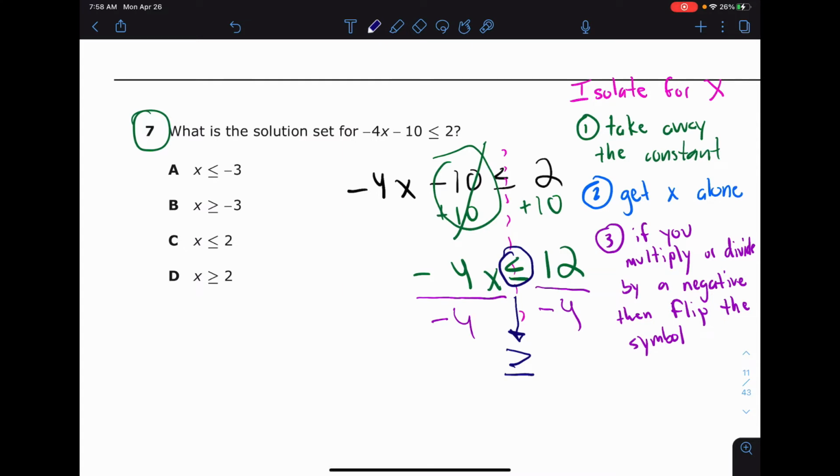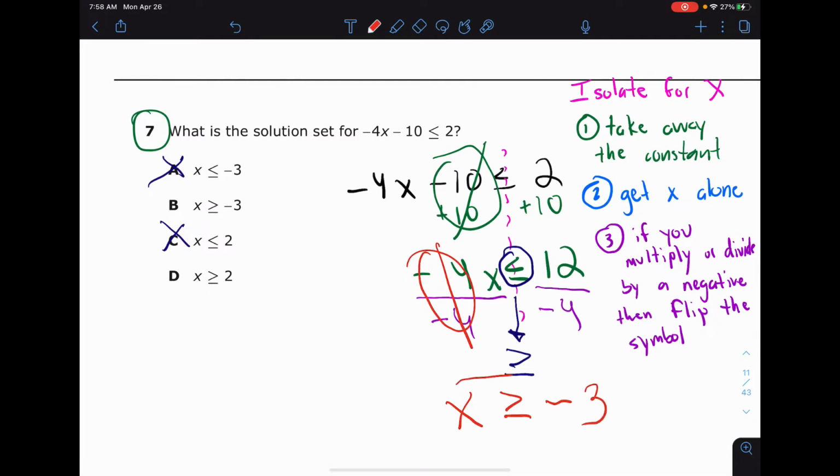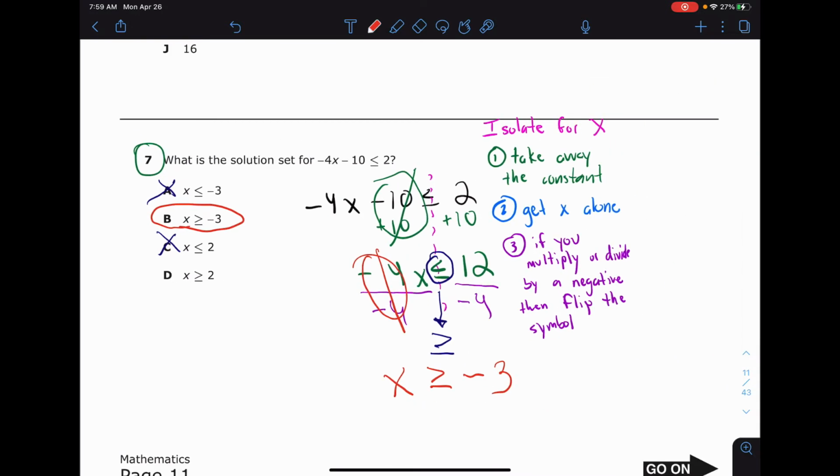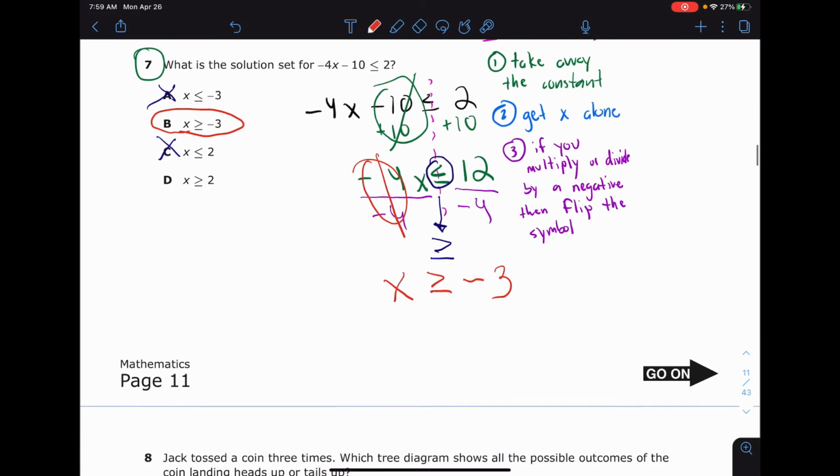So which ones can I eliminate if I flip the symbol? ¿Cuál puedo eliminar si cambié el símbolo? I can eliminate C and A. So now, this cancels. I have x is greater than or equal to negative divided by positive is negative. 12 divided by 4 is 3. My answer is B. X is greater than or equal to negative 3. We did this last week. Hicimos esto la semana pasada.